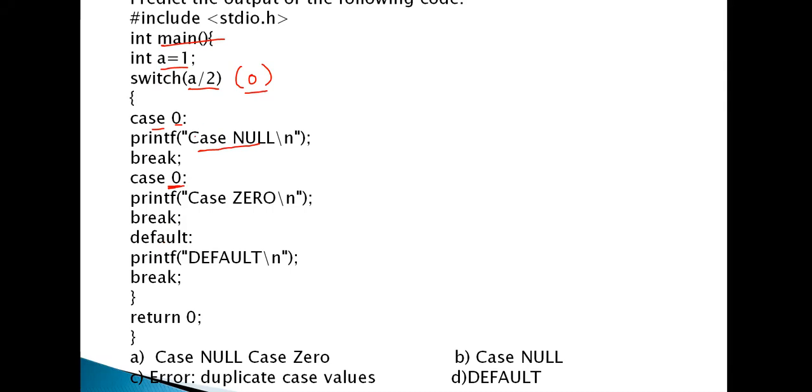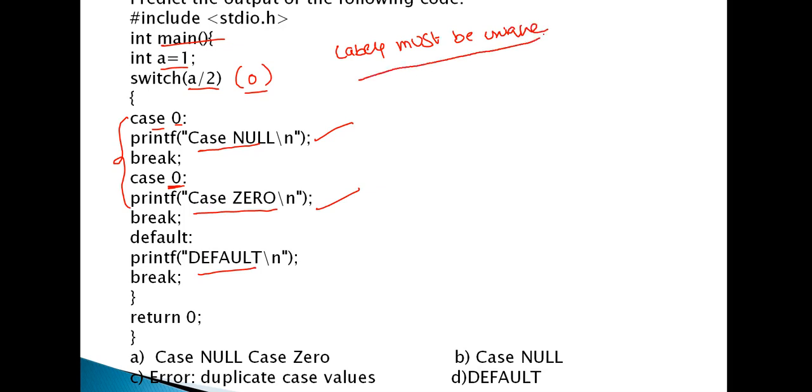Which one is executed? Are both case null and case 0 executed, or only the first one, or only the second one, or in case of a duplicate, is the default executed? Remember, if you are writing a switch case, the labels must be unique. That is case 0, case 0. Two labels are matched. It simply gives an error: duplicate case values. You got it? Duplicate case values is the error.